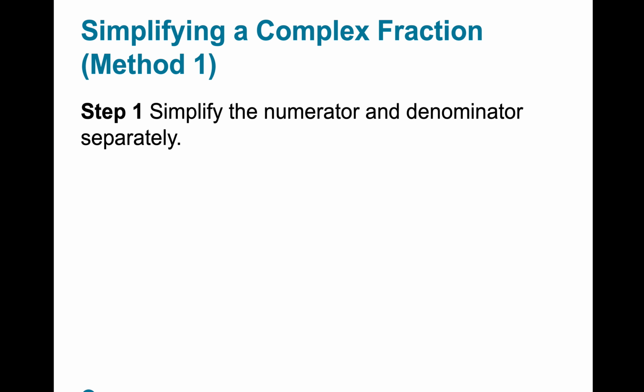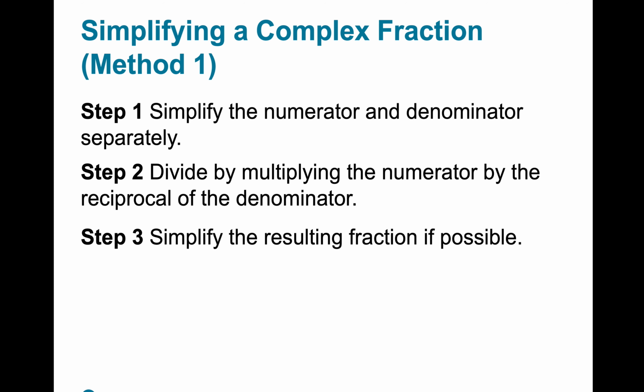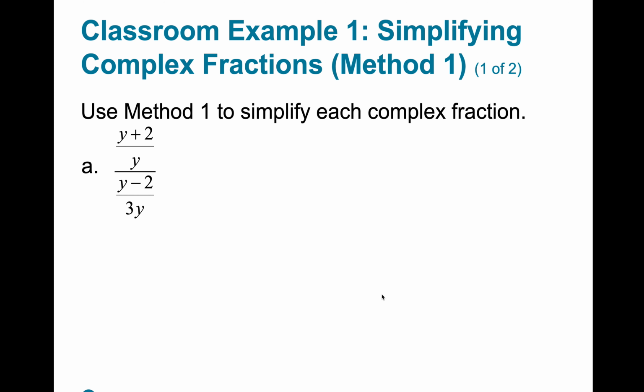So to simplify this, we're going to simplify the numerator and the denominator separately. That means factor, that means combine like terms, any operation you can do to get them in simpler terms. Then you're going to complete the division by taking that numerator and multiplying by the reciprocal of the denominator. And then you're going to simplify. So what is that going to look like?